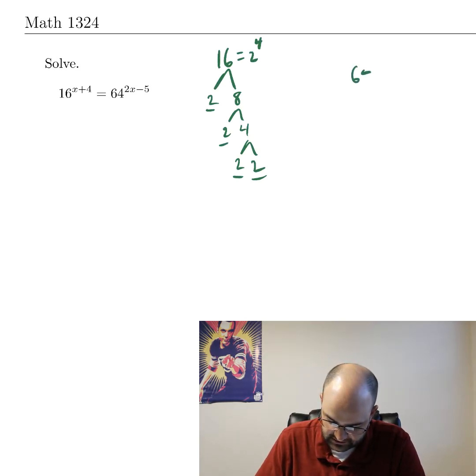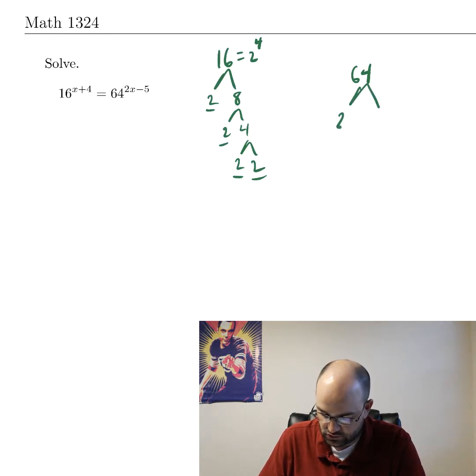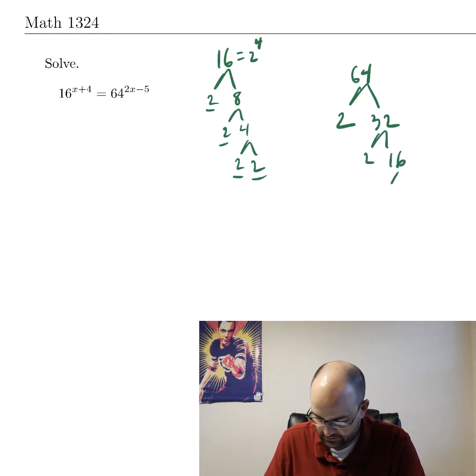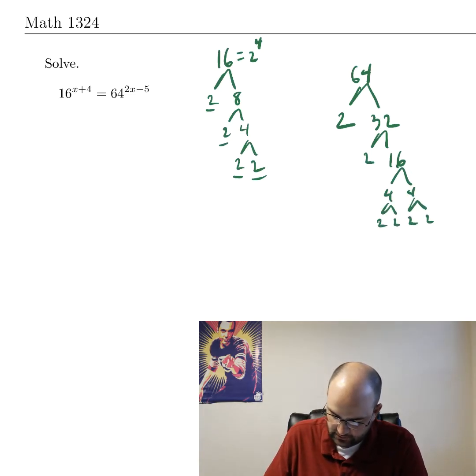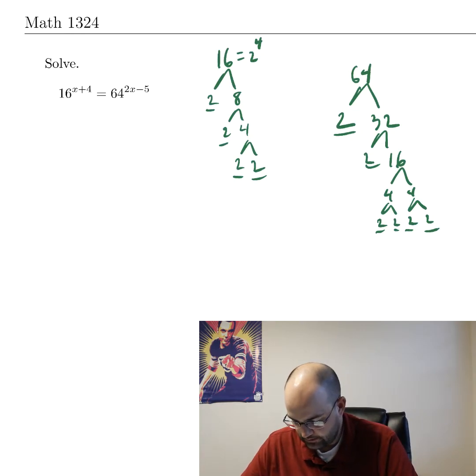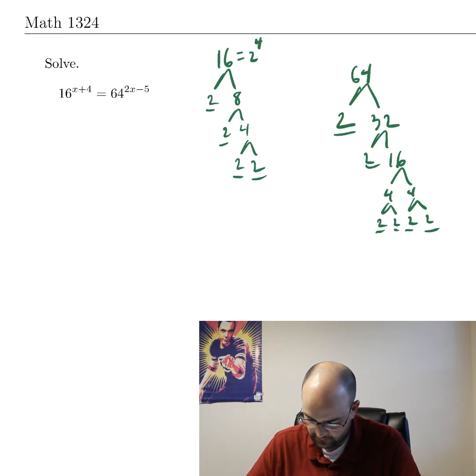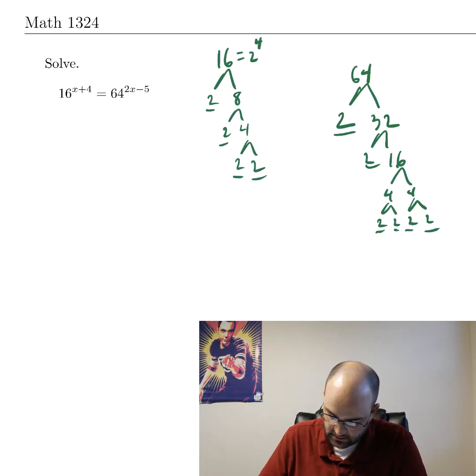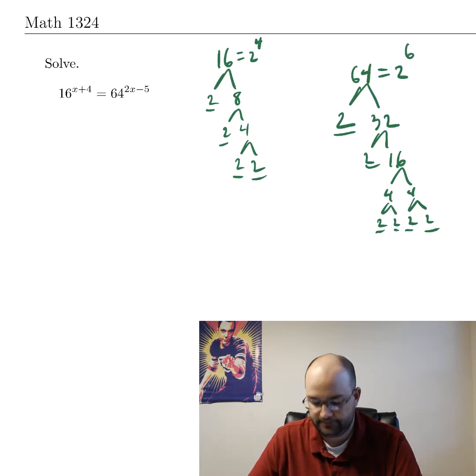Now let's look at the 64. Well, with the 64, it's divisible by 2, so let's go 2 and 32. And 32 is divisible by 2, so that's 2 and 16. And I've actually already done 16, so I'm going to make that 4 and 4 and 2 and 2. So now notice we have a bunch of 2's. How many 2's do we have? 1, 2, 3, 4, 5, 6 of them. So 64 is actually 2 to the 6th power.